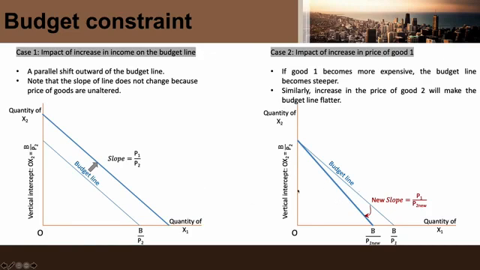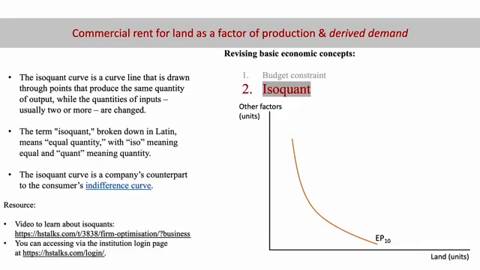We will use these concepts as we start discussing the demand for land and the factors which impact upon the demand for land. So when we were revising the basic concepts, we talked about budget constraint, and now we want to understand what isoquants are.